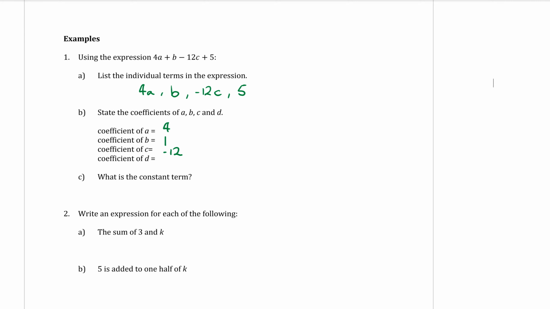Sorry. Coefficient of D. Can anyone see a D? No, so it'll be 0. So it'd be 0 because there actually isn't one. So there's no D term there at all. So we're going to put a 0. The constant term. What is the constant term? That's that 5 on the end that doesn't have any letters. Okay, so that's a bit of practice identifying our terms and our constant terms.